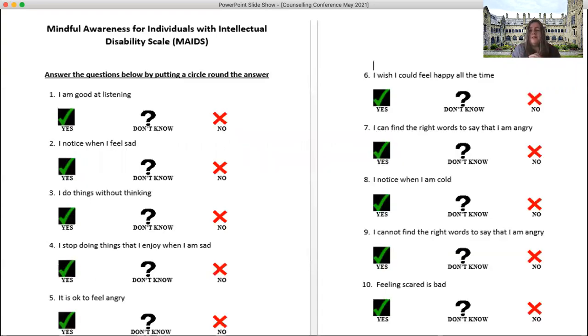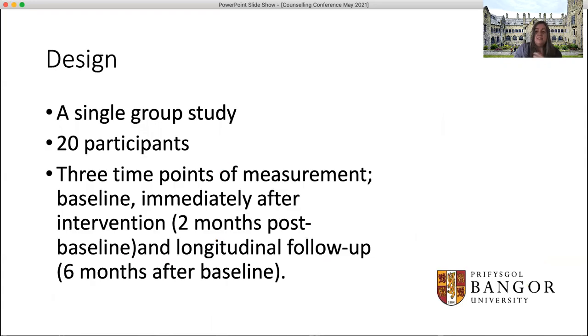This is an example of the actual mindfulness questionnaire. It was very simplistic. We wanted to make sure that we covered all aspects of mindfulness in terms of being non-judgmental, noticing, and awareness and so on and so forth, but to make it as accessible as possible. I'll come back to the outcomes for that in a minute because it's really interesting.